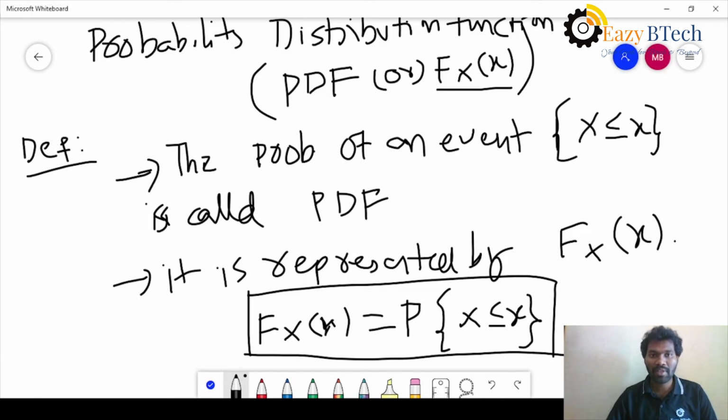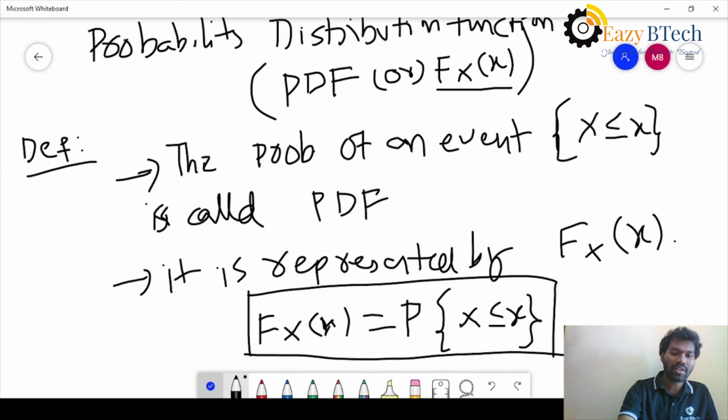So you should remember this definition compulsorily. You can be asked this. There may be a chance that you are asked to give this definition for very small questions. Okay, so this is the definition.